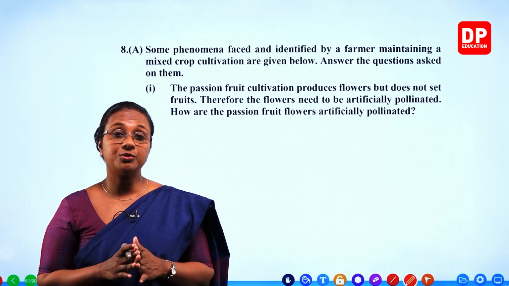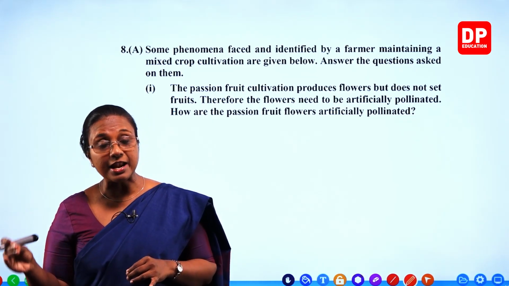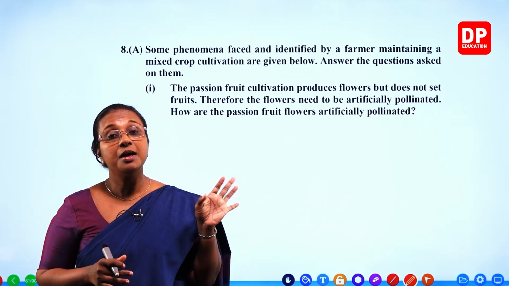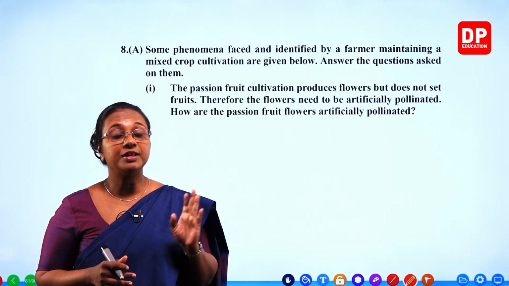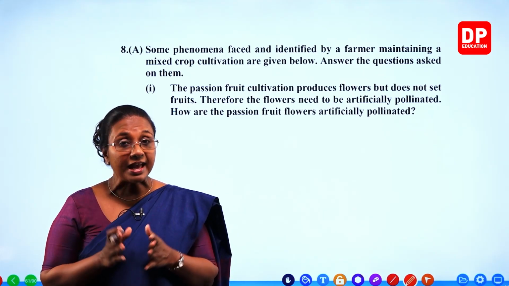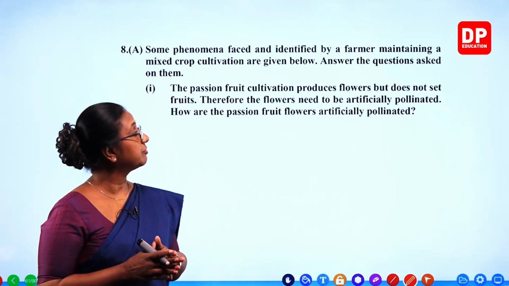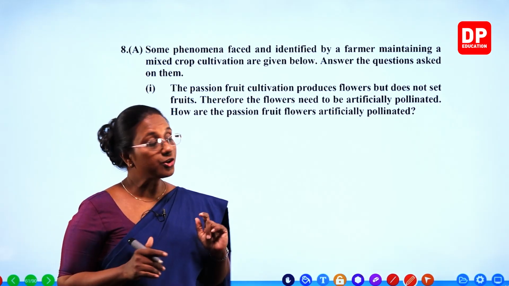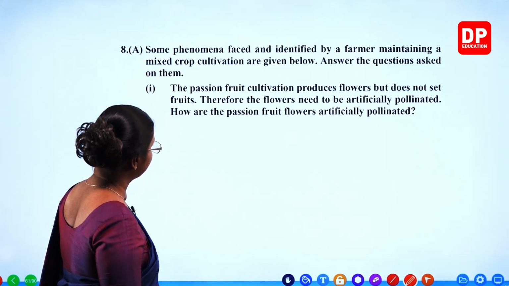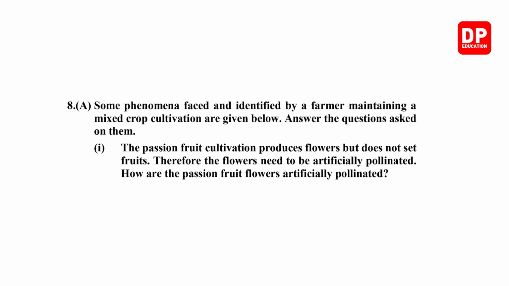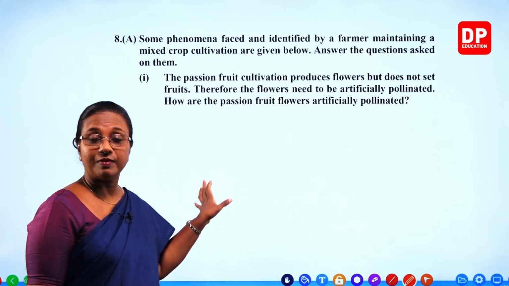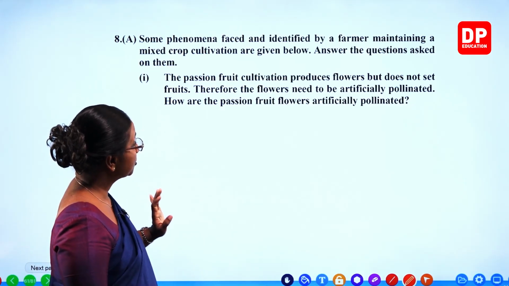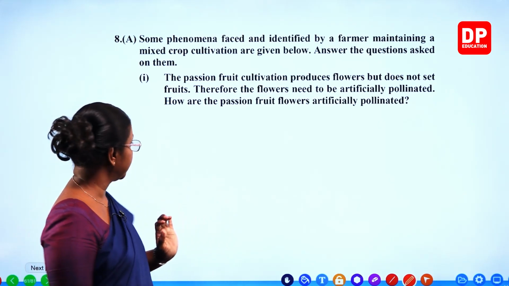Now, passion fruit, you all know, is a bisexual flower. For the pollination to happen, the pollens from the androecium have to fall on the mature stigma of the gynoecium. If that does not happen, then of course there will be no fruits. So based on that, now if we look at the question: therefore, the flowers need to be artificially pollinated. So what we guessed is correct. It has to be artificially pollinated.